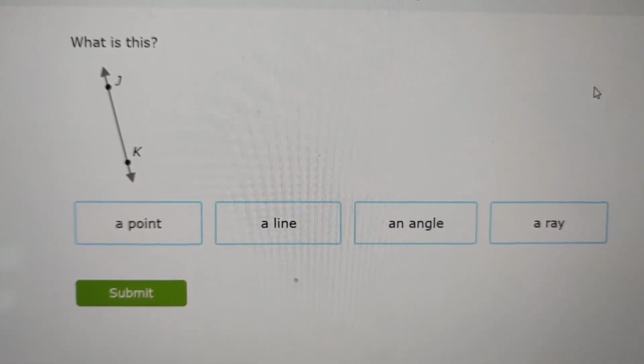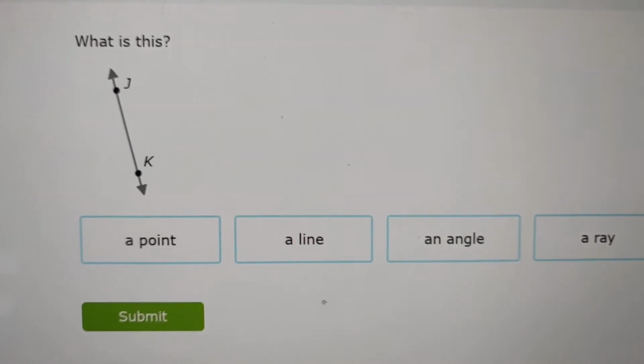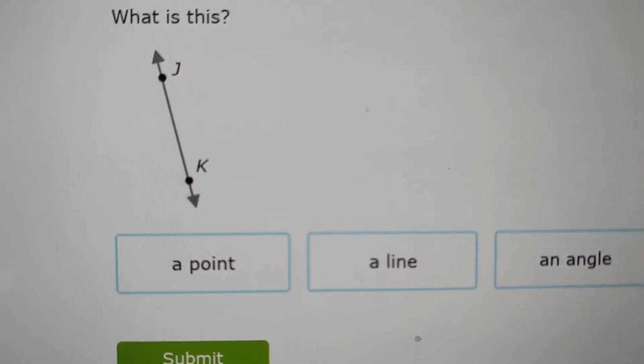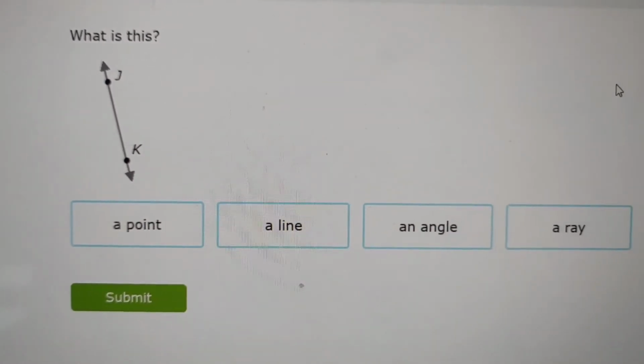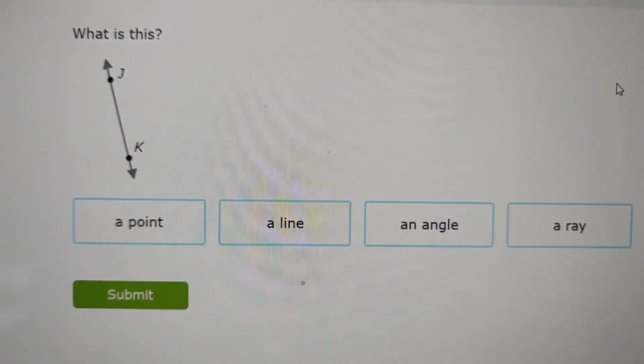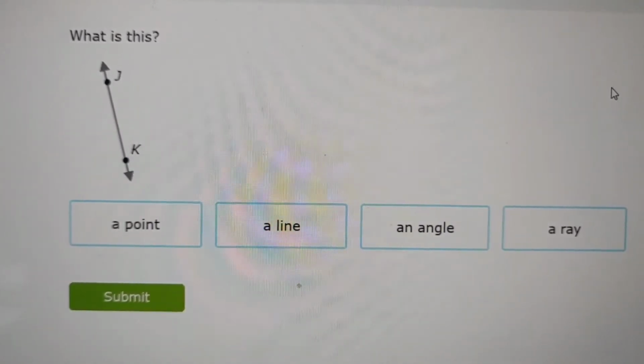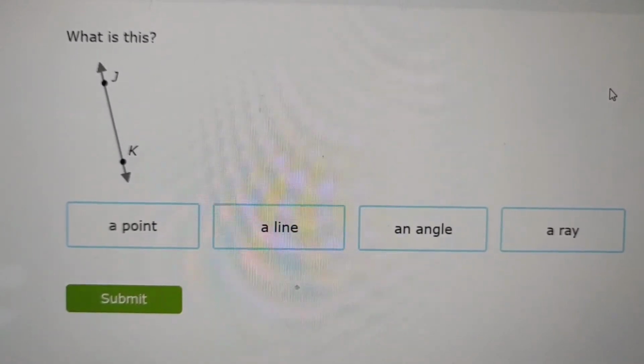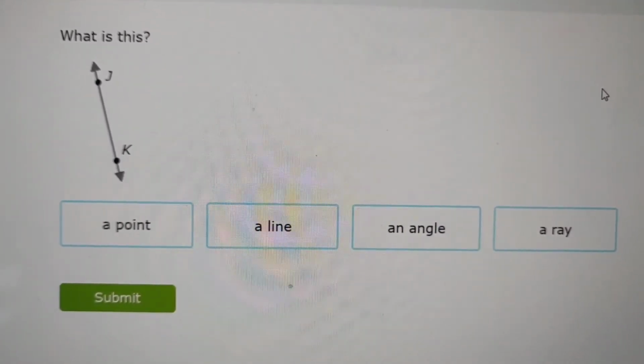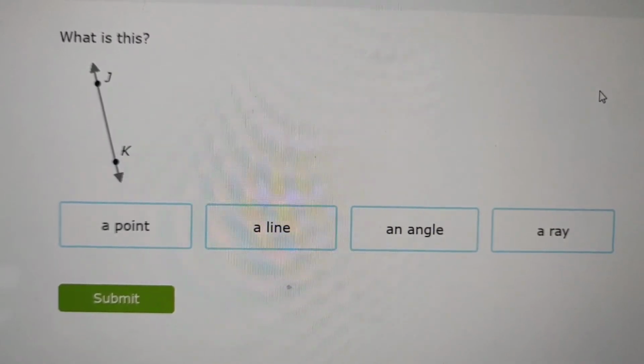Now look closely at this. I want to know what that is. And so think about it. Is it a point, a line, an angle, or a ray? Pause the video and make your choice.